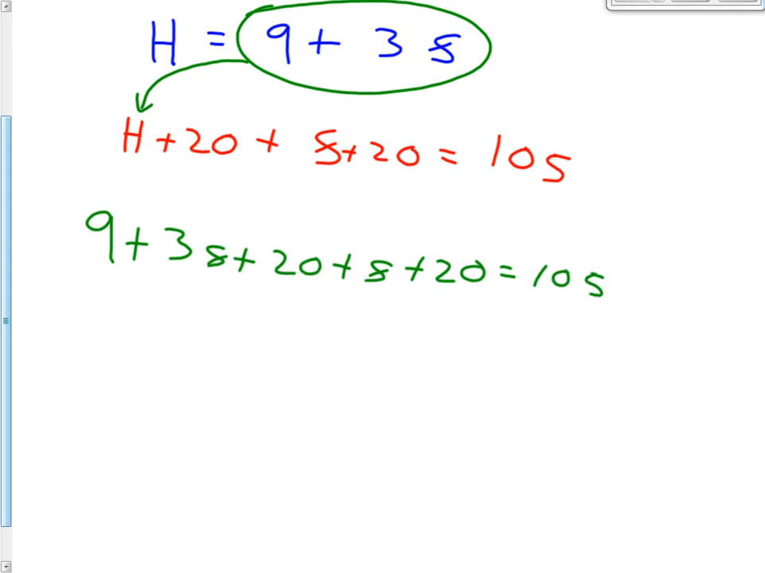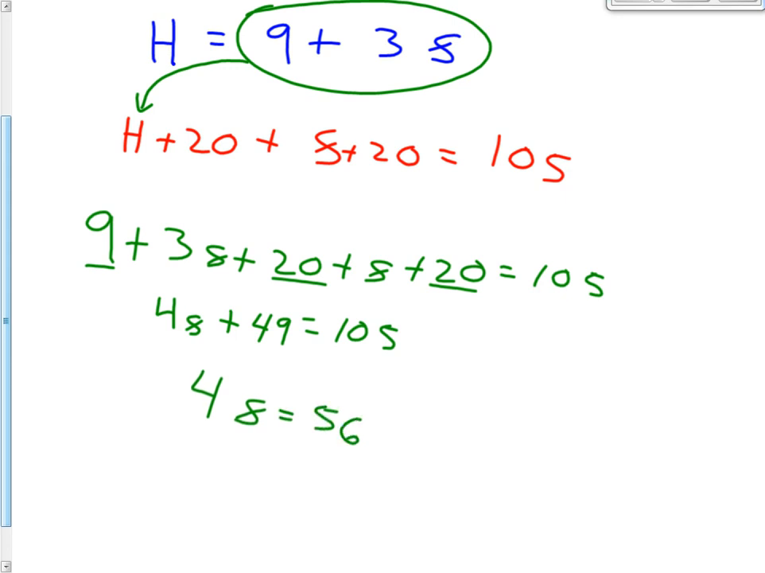3S plus 1S is 4S. 20 plus 20 plus 9 is 49. So 4S plus 49 equals 105. Subtract 49 from both sides and we get 56. So 4S equals 56. And finally dividing both sides by 4, Sophia is 14.